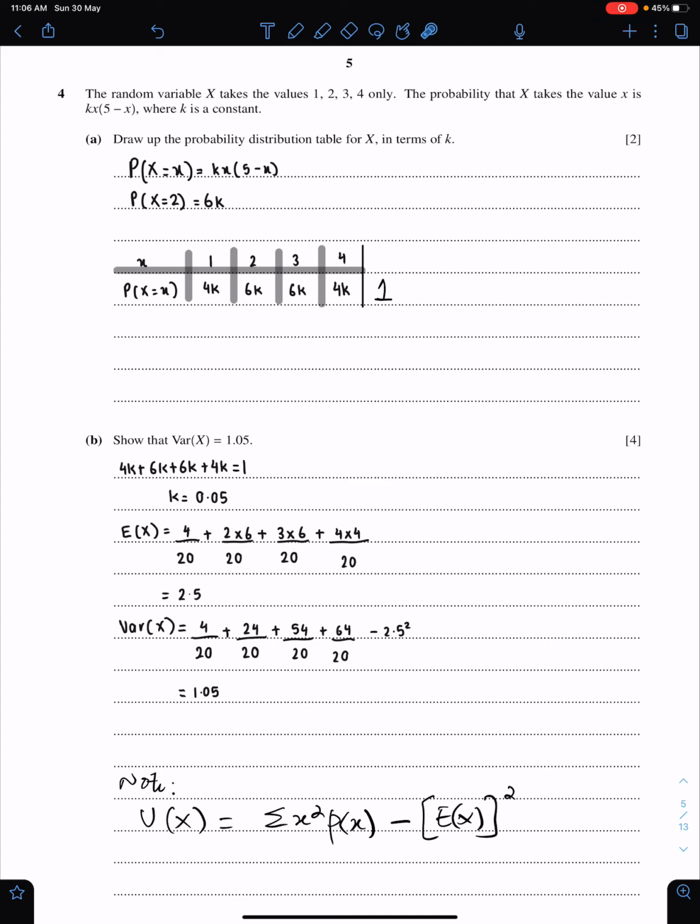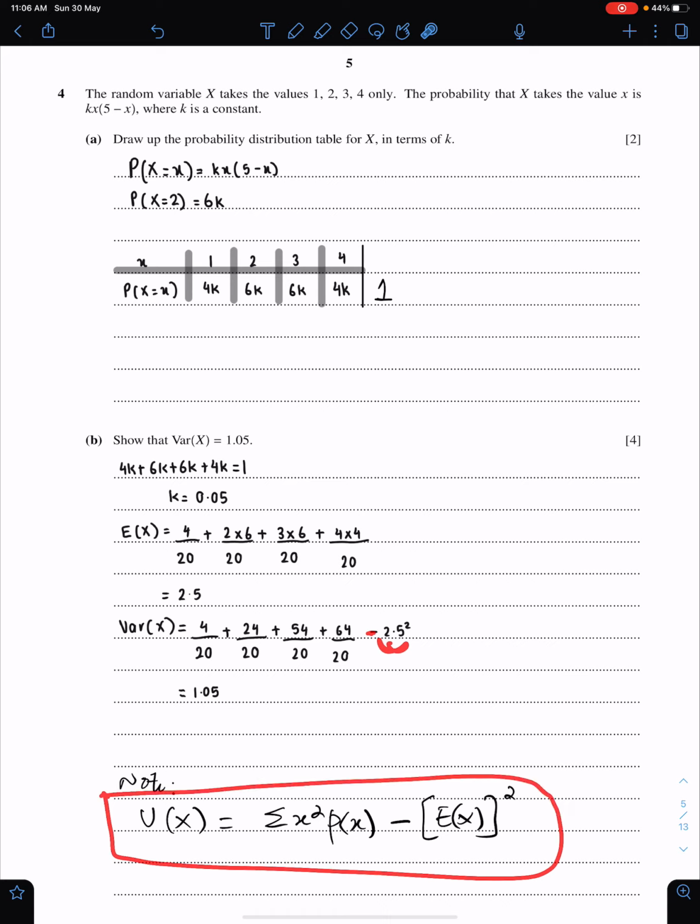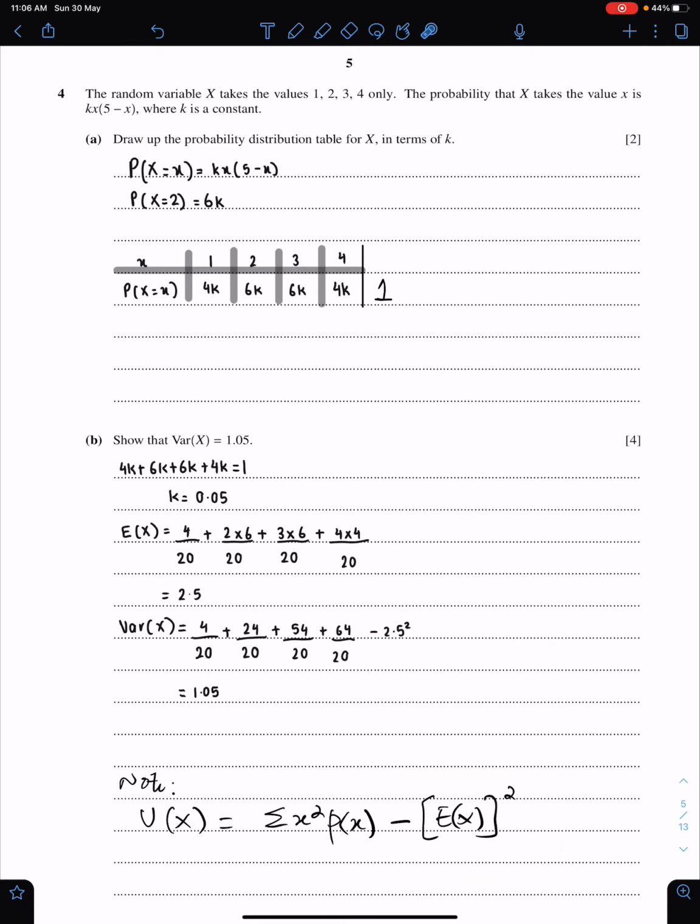In variance, we first square this number, and then we multiply the square of 1 with this probability. 2 squared multiplied by the probability of 2, 3 squared multiplied by the probability of 3, and so on, and minus the square of the mean. Here is the formula of variance. You must give your answer up to 3 significant figures.